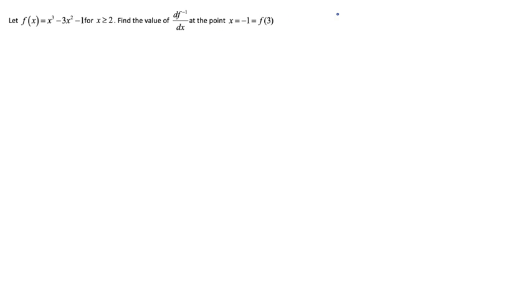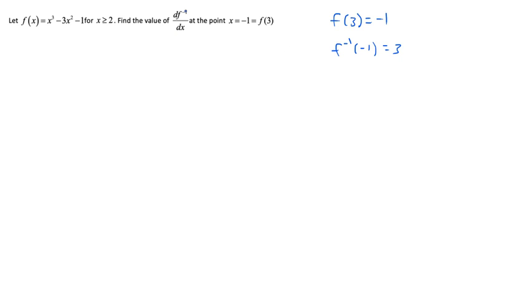Now remember, f of 3 equals negative 1. It makes sense: you plug in the 3 here, 27 minus 27 minus 1, that's negative 1. What this means is that f inverse of negative 1 is equal to 3. That's just based on the idea of an inverse function.